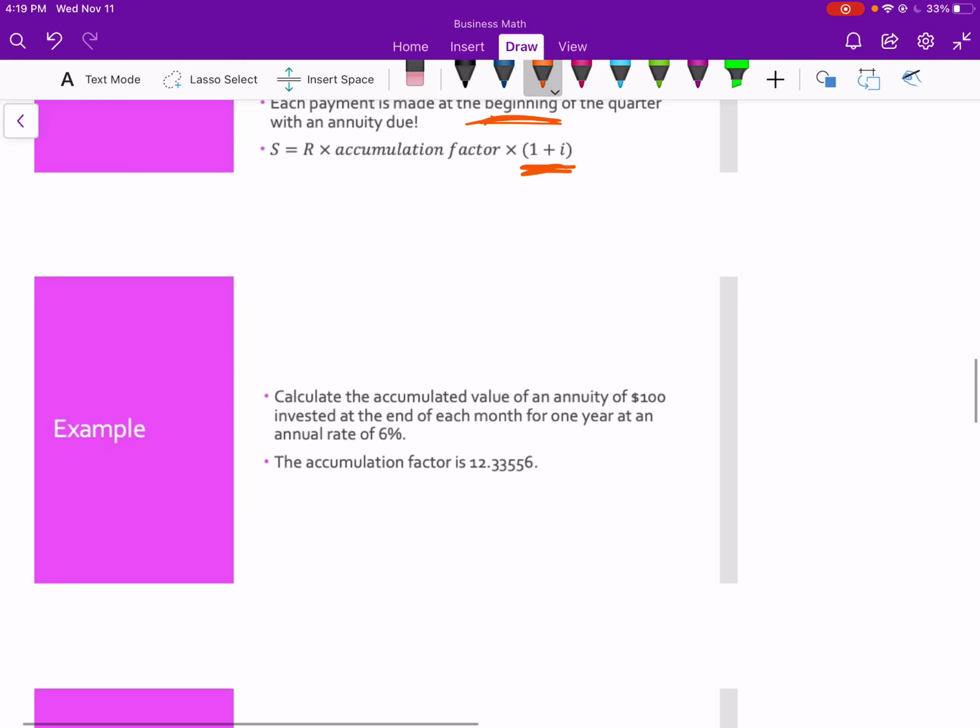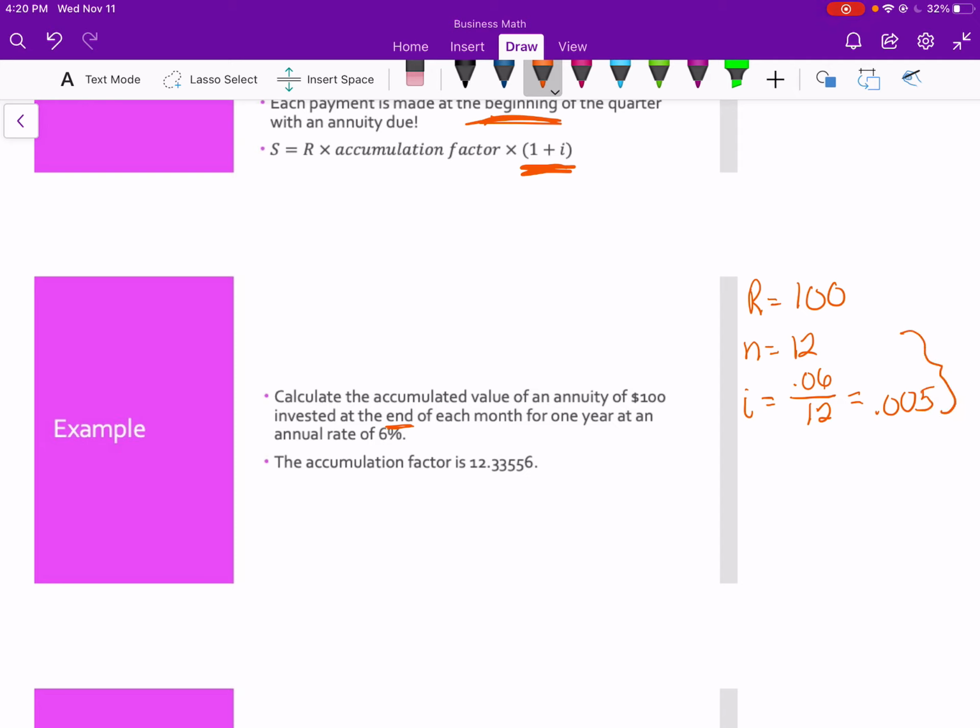So let's calculate the accumulated value of an annuity of $100 invested at the end of the month for 1 year at an annual rate of 6%. The "end" tells me it's an ordinary annuity. So let's just find all of our values. Our R, our payment, is 100. N is 12 because there are 12 months in 1 year. I is 0.06, our interest rate, divided by the number of periods, so 0.005.